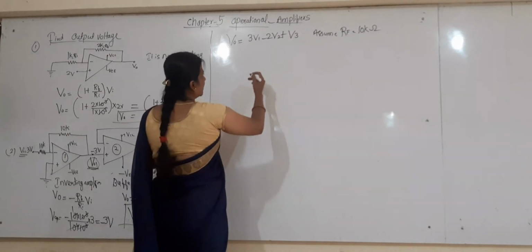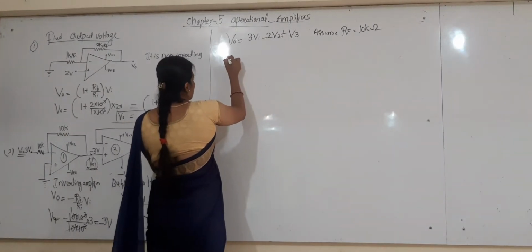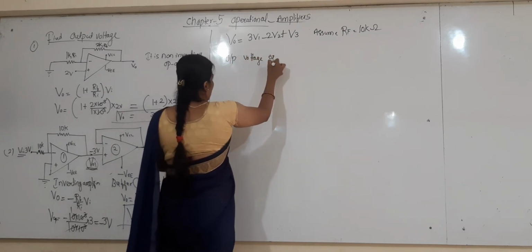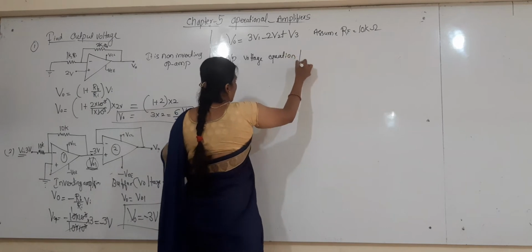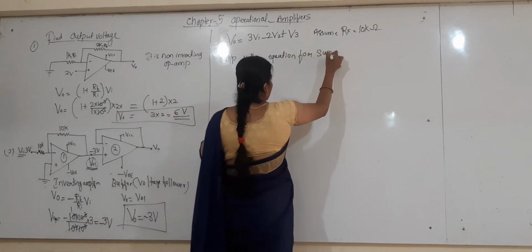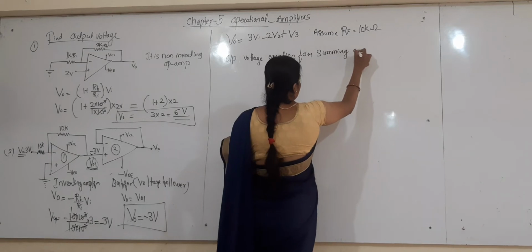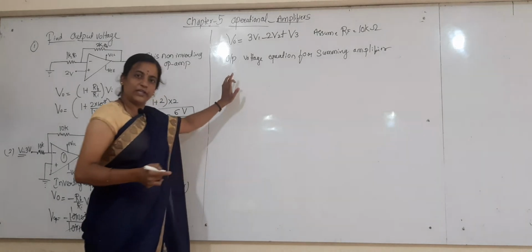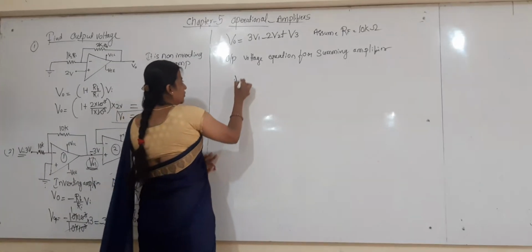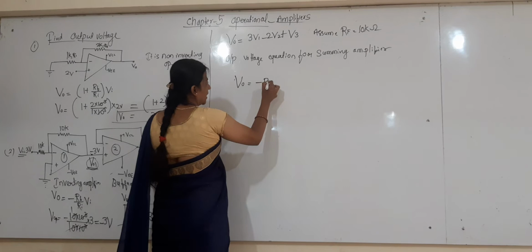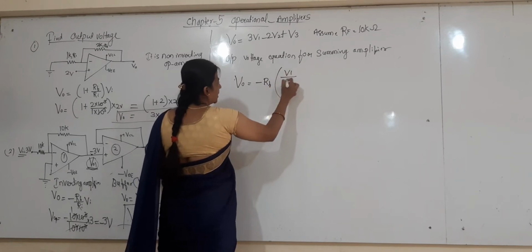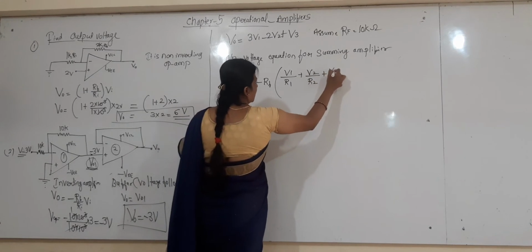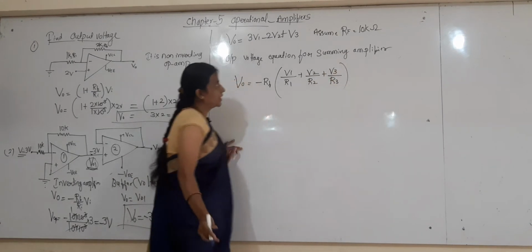So first we need the output voltage equation for the summing amplifier, or adder. What is the output voltage equation for the summing amplifier? We know that V0 is equal to minus RF into V1 by R1 plus V2 by R2 plus V3 divided by R3. So this is the output voltage equation.